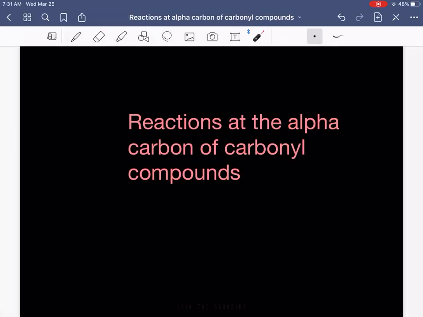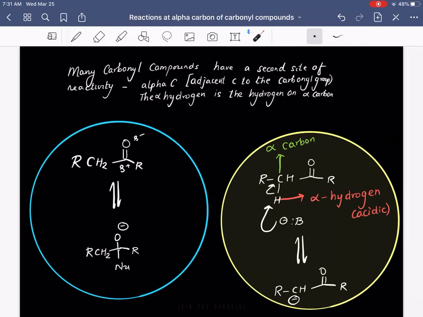Hello everyone, in this video we are going to talk about the reactions at the alpha carbon of carbonyl compounds. So let's get started. In the last chapter we talked about the reactions of the carbonyl compounds. One of the basic reactions of the carbonyl compounds is the reaction with a nucleophile.